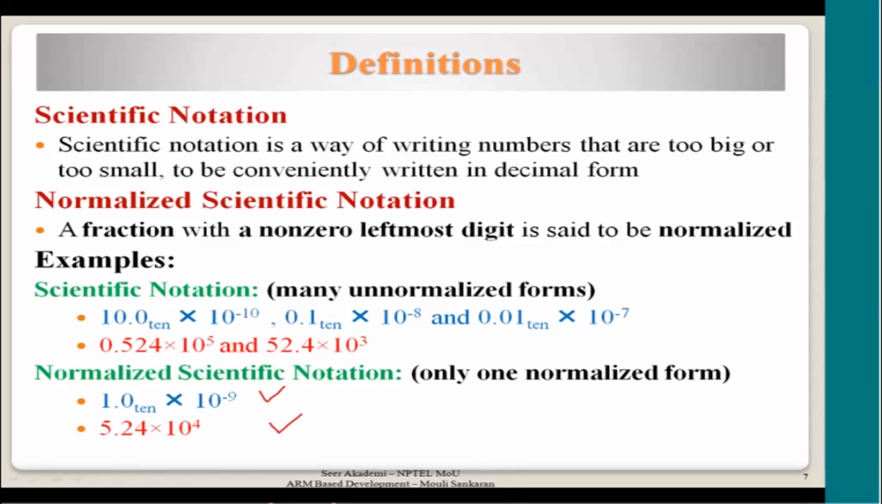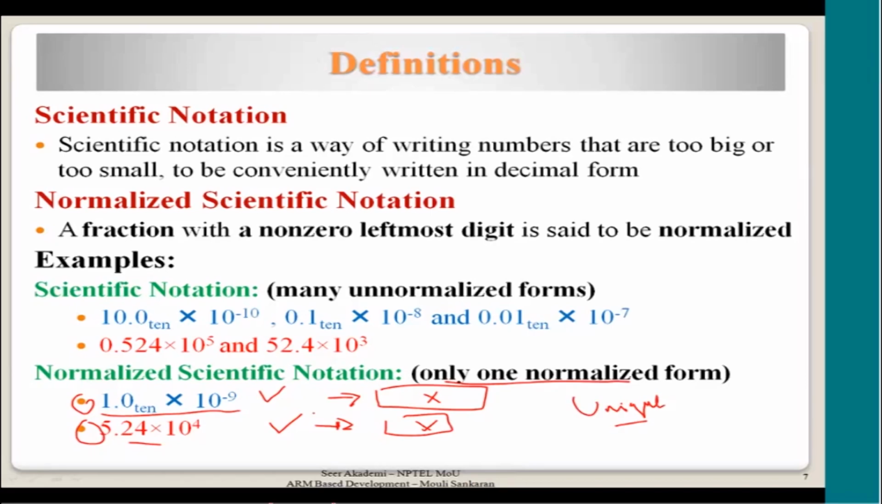For representing the same value, can I have one more normalized scientific notation? I can't. What about this? No, I can't have one more normalized scientific notation. There is only one representation for this particular value. So that is what is called normalized form. It is unique for a given value. Please remember, there are infinite numbers of scientific notations, but the normalized one is unique for a particular value.